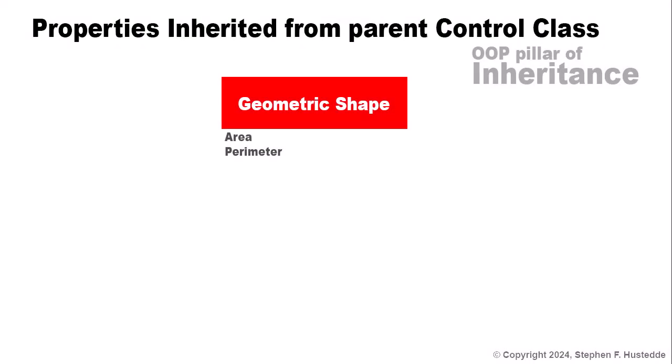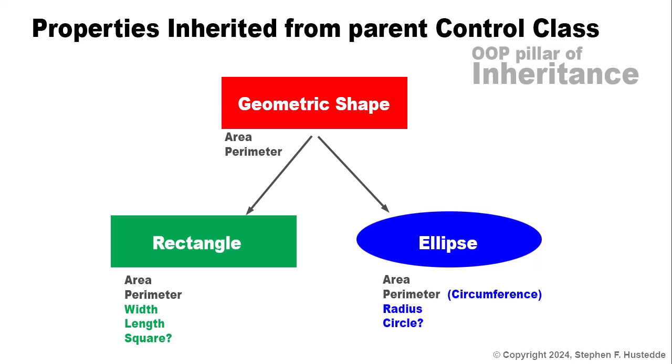Let's think about geometric shapes. Let's suppose we created a class for geometric shapes, and it had a property of area and perimeter. But then we could create two more classes, one for rectangle and one for ellipse. A rectangle and an ellipse are both types of geometric shapes. And so we can inherit from that geometric shape the properties, methods, and events into those two new classes for rectangle and ellipse, and we don't have to recreate those items.